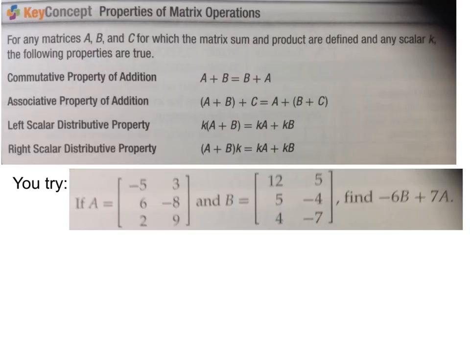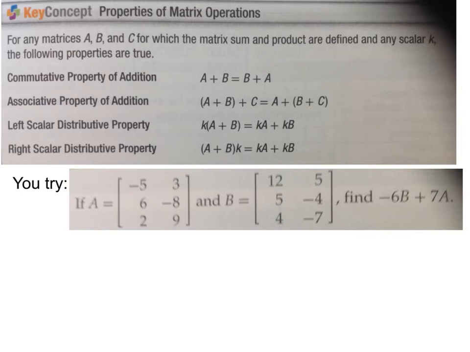And finally, looking at a couple of these other properties. Commutative property, A plus B is the same thing as B plus A. The associative, if we did A plus B plus C, that's the same as first doing A plus B first or doing B plus C first. It doesn't matter. You can go in either order.